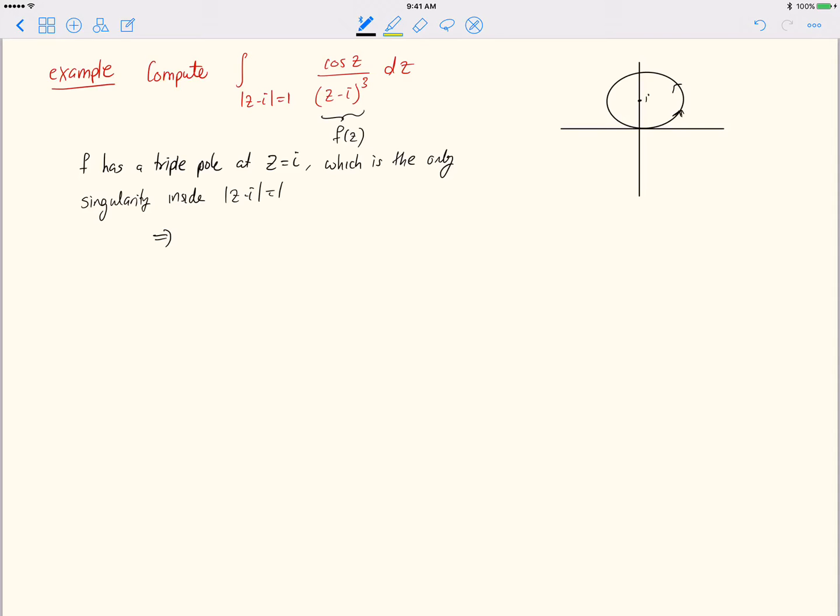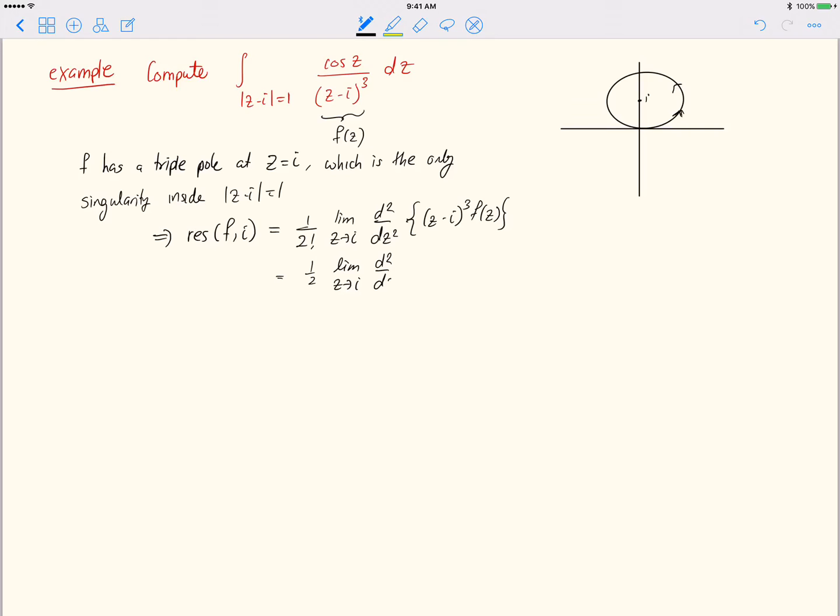So by Cauchy's residue theorem, that integral is going to be 2 pi i times the residue at i. So we have to calculate that residue. Note that the residue of f at i, according to the formula I gave a few moments ago, is 1 over 2 factorial, limit as z approaches i of the second derivative of (z minus i) cubed times f of z. Now 1 over 2 factorial is just 1 over 2.